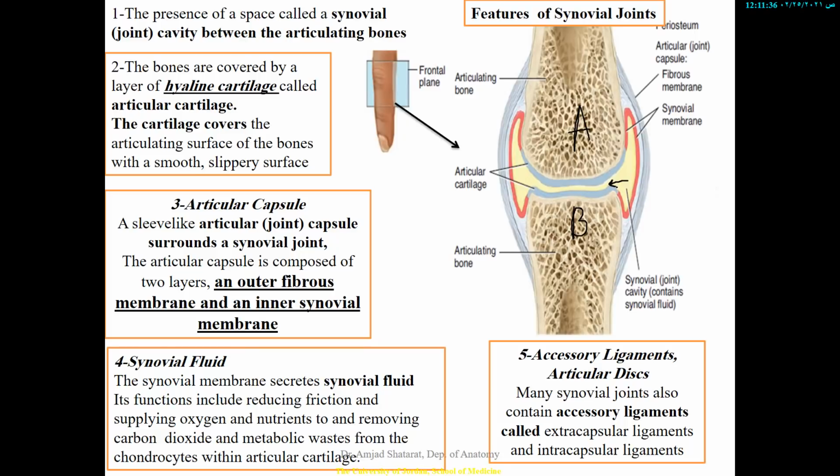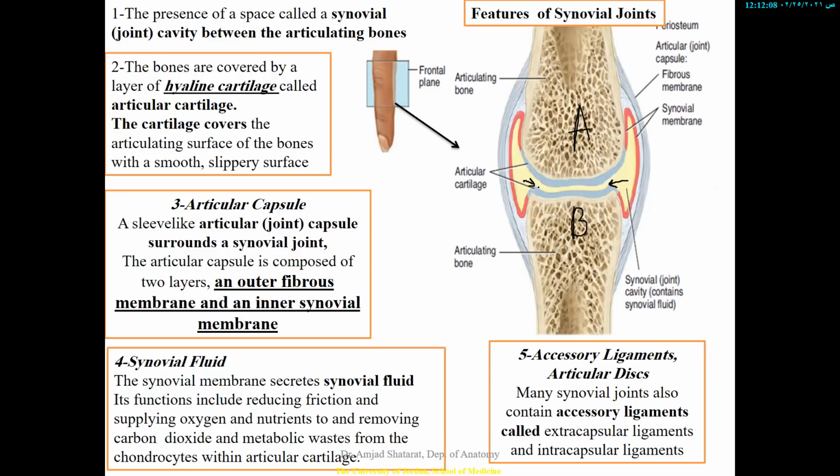Having said that, you need to appreciate the fact that not all synovial joints have the same range of movement. Some of them are highly mobile joints, and some of them barely move. Now, what are the main important features of synovial joints? First of all, it is the presence of a space.